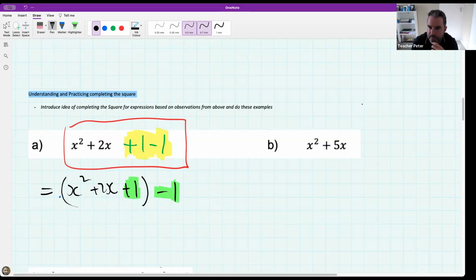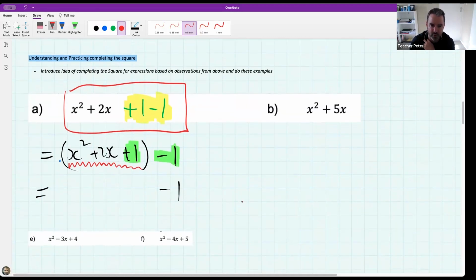Okay. Now, here's the completing the square part. I want you to ignore the -1. We're going to let it just hang out. I want you to try and factorize. What do you think that expression is factorized? So I want you to try and factorize that expression like we were doing already.